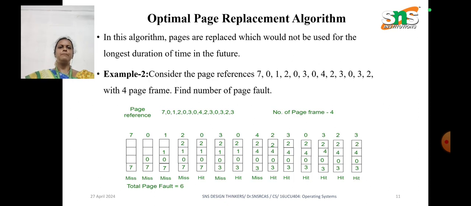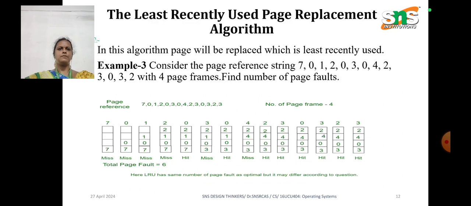Optimal page replacement algorithm. In this algorithm, pages are replaced which would not be used for the longest duration of time in the future. Consider a page reference that is given with 4 frames. Find number of page faults. Next one, the least recently used page replacement algorithm. In this algorithm, the page which is least recently used will be replaced. Consider a page reference string with 4 page frames. Find number of page faults.